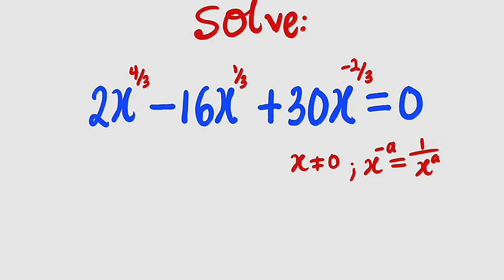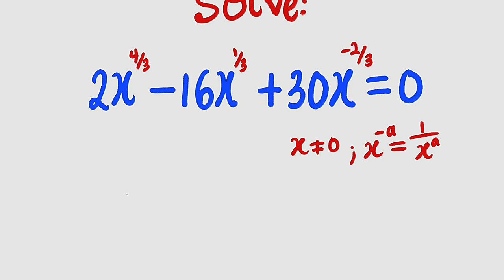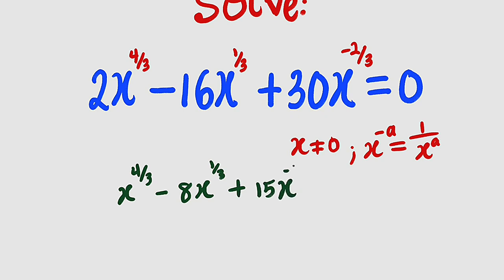And since we know x is not equal to 0, we can divide every single term by x raised to the power of negative 2 divided by 3. So let's do that. But before then, I realize 2 is a common factor between the coefficients, so let us reduce them. If you divide every single term by 2, you have the first term to be x raised to the power of 4 divided by 3 minus 16 divided by 2 is 8, x to the power of 1 divided by 3 plus 30 divided by 2 is 15, x to the negative 2 divided by 3, the whole of this equal to 0.